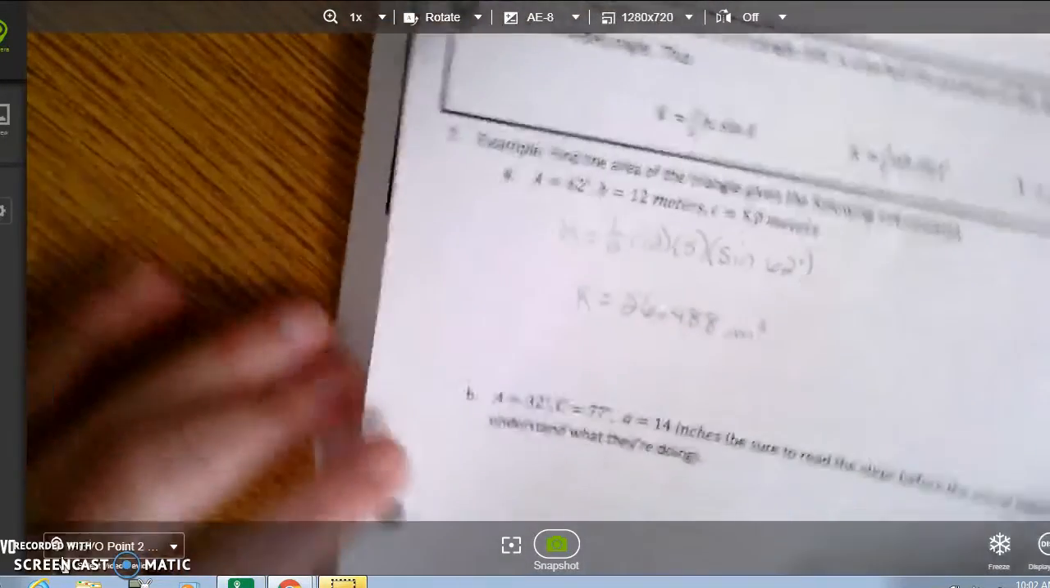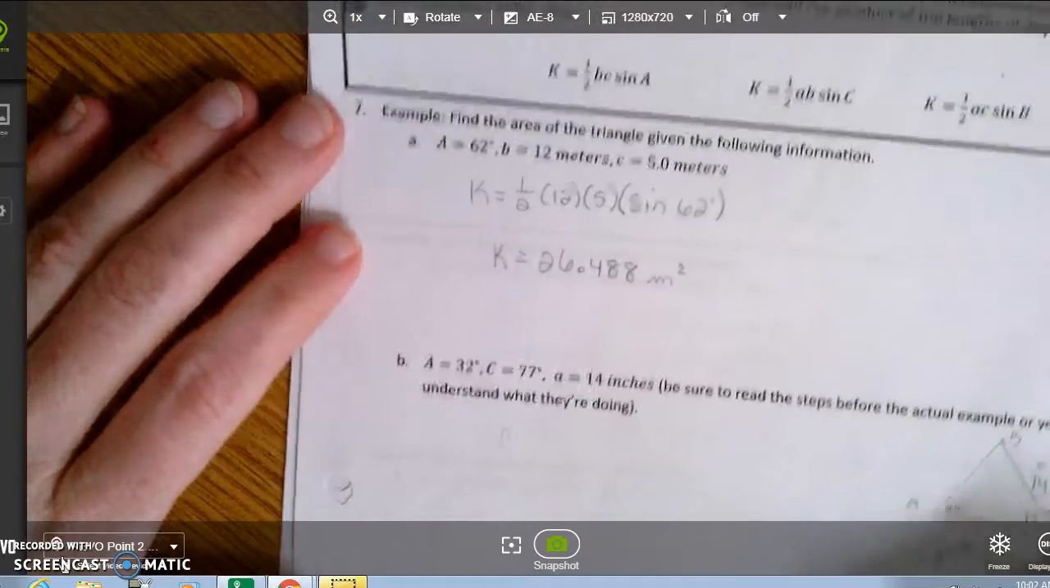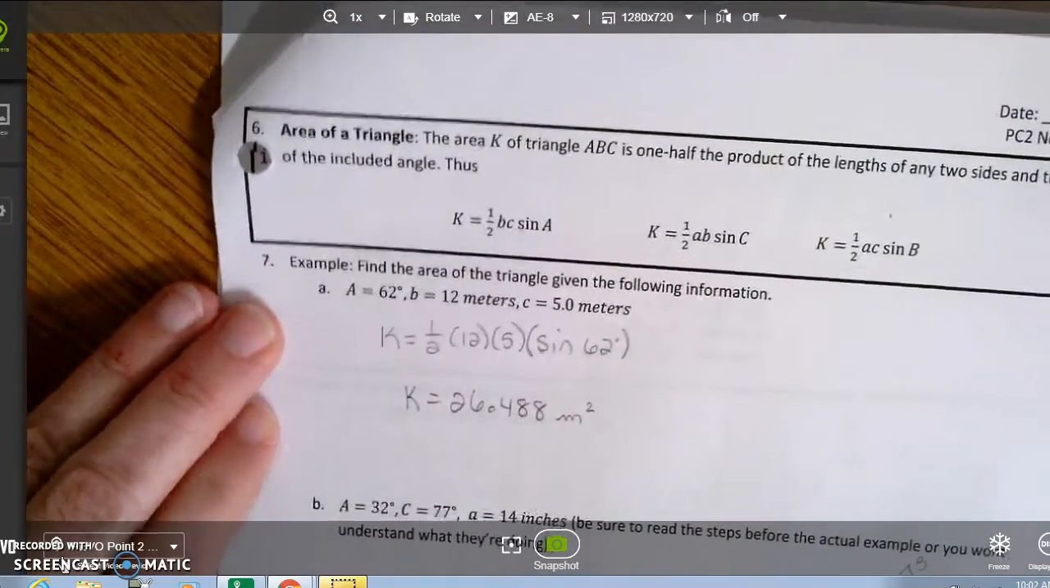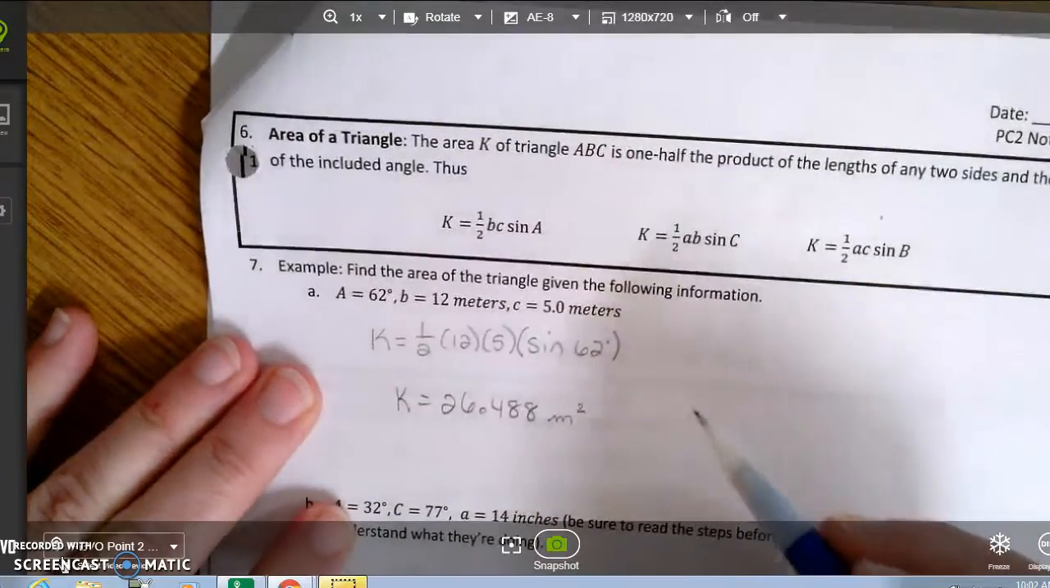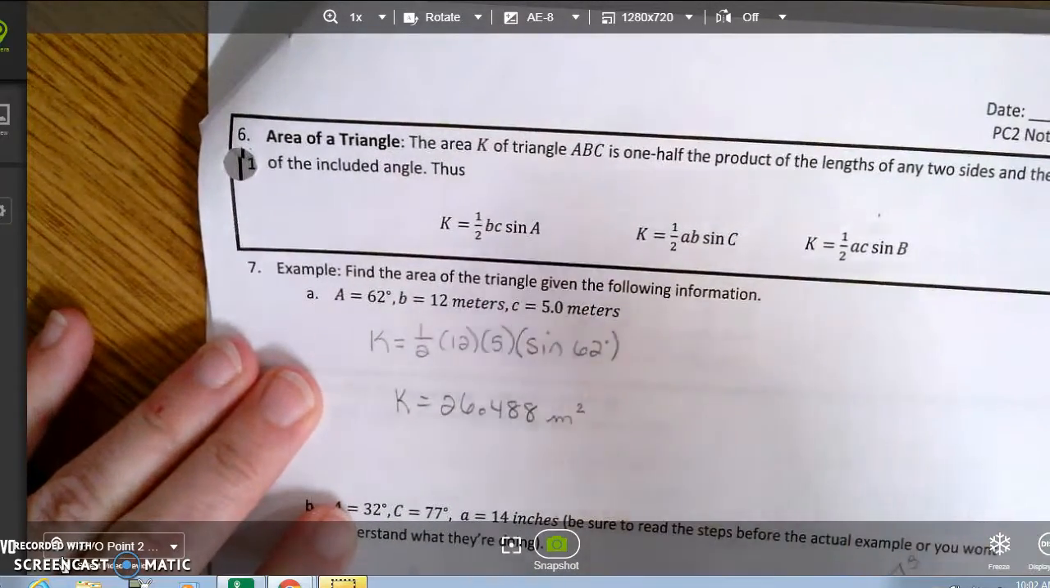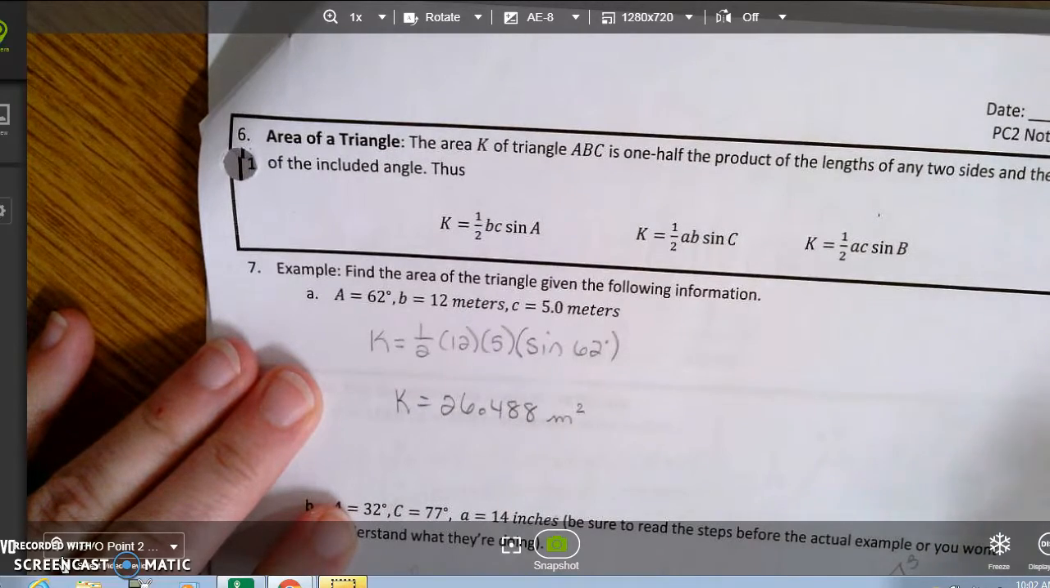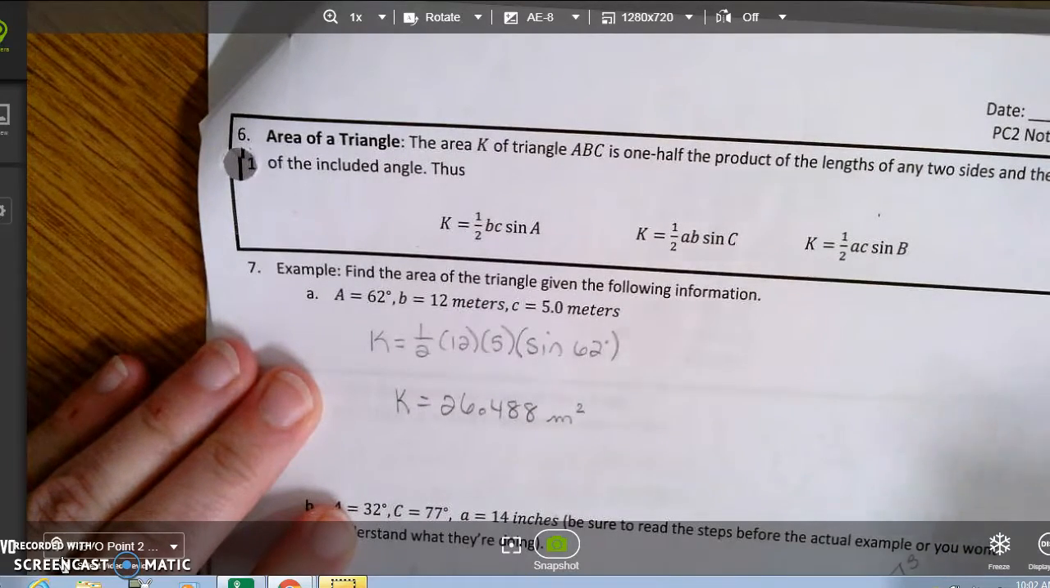Okay, so let's look at the last thing here. So you have formulas to find the areas of triangles. You know that area is 1/2 base times height. But that is true when you know that it's a right triangle, and these aren't necessarily right triangles.